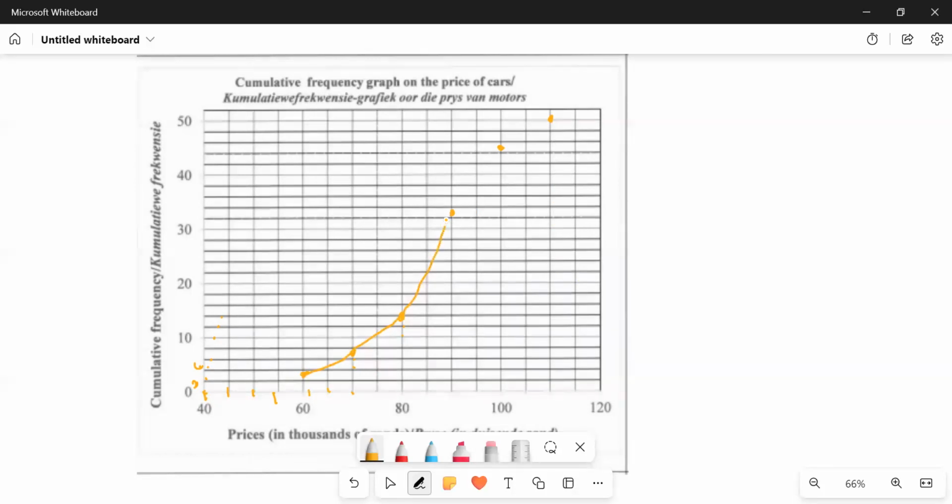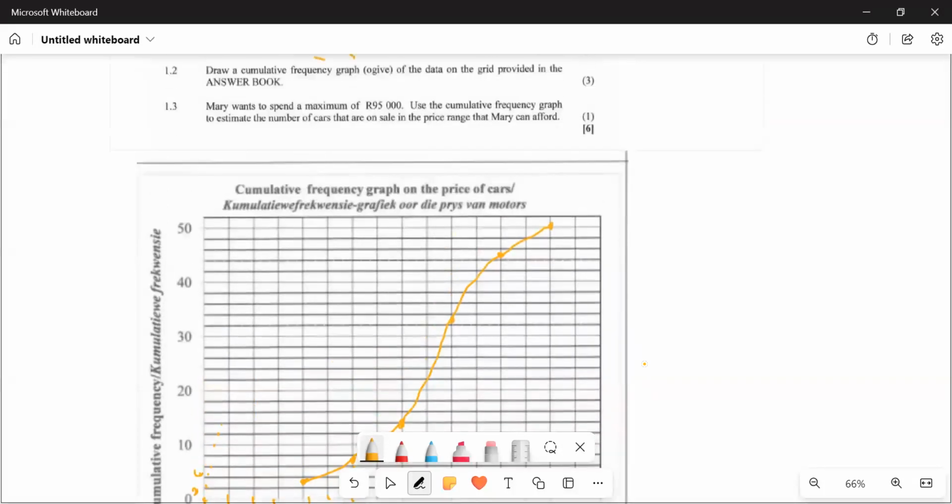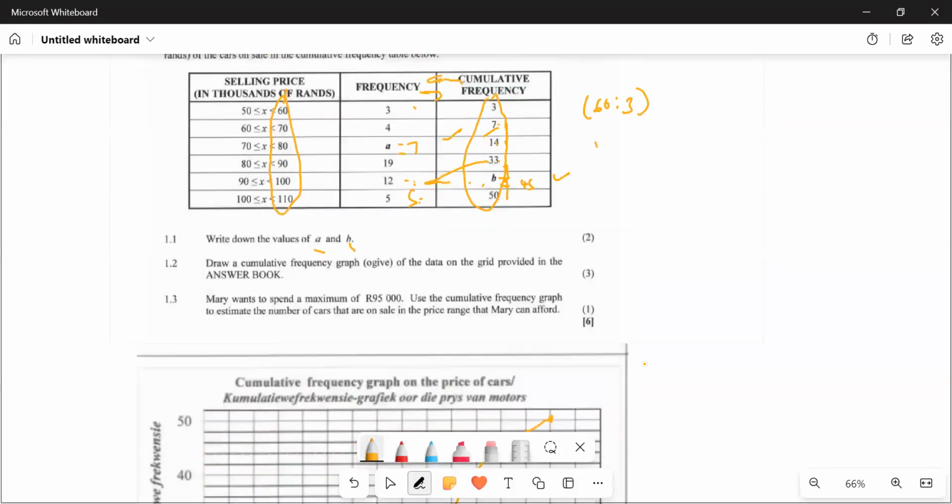Okay, we connect our dots. Now we're not done. Our graph should be grounded. Let's not confuse the cumulative with a histogram or a scatter plot. In a scatter plot, you don't have to connect the dots unless you draw a line of best fit. You're just going to leave the dots exactly the way they are.